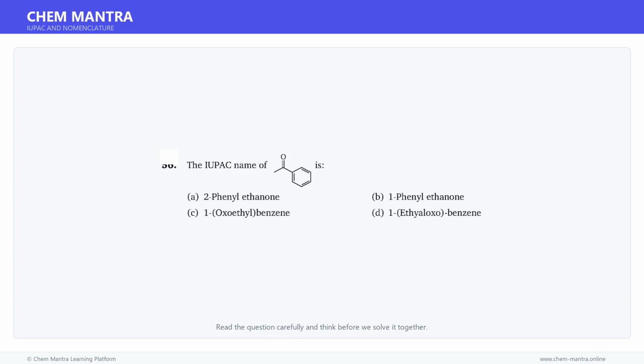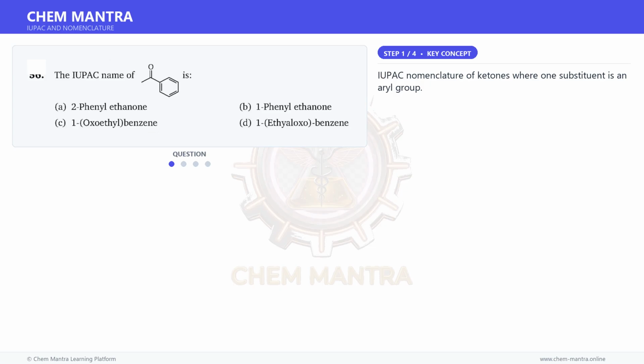Here is a question. Read it carefully and think about the answer. Let us solve it step by step. Let us first understand the key concept here. IUPAC nomenclature of ketones where one substituent is an aryl group.